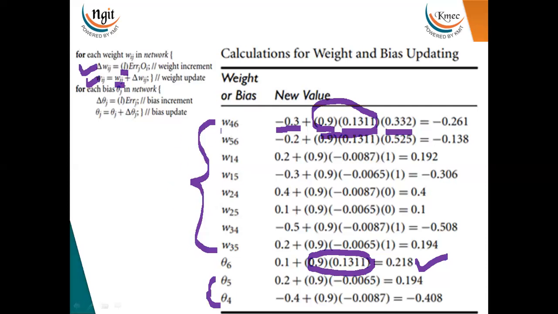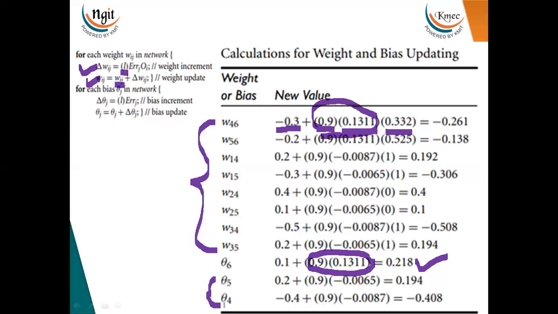With all these new values of the weight and bias, again you have to continue the forward pass. That means again you have to go from your input layer to output layer. So one epoch will be completed. Again, by using backpropagation, the convergence in the weight and bias will be done. So this is the backpropagation algorithm.